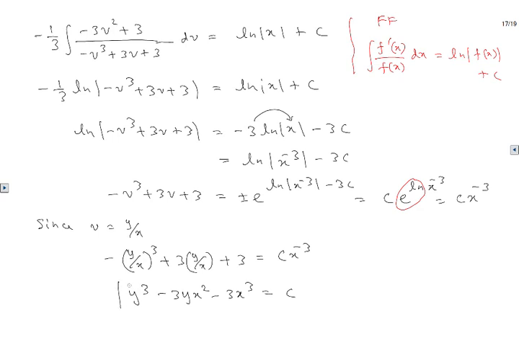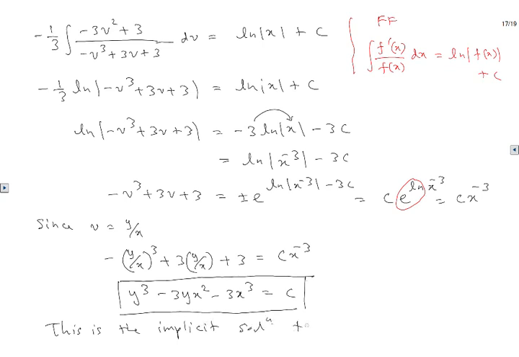So this is the solution, but you can see that it's difficult to solve for y cubed. You can do that using the cubic formula, but that's going to be difficult, so we can leave it like that. Okay, so this is the implicit solution to the differential equation. It's not an explicit solution, but that's okay. You can leave implicit solutions for certain problems like that.